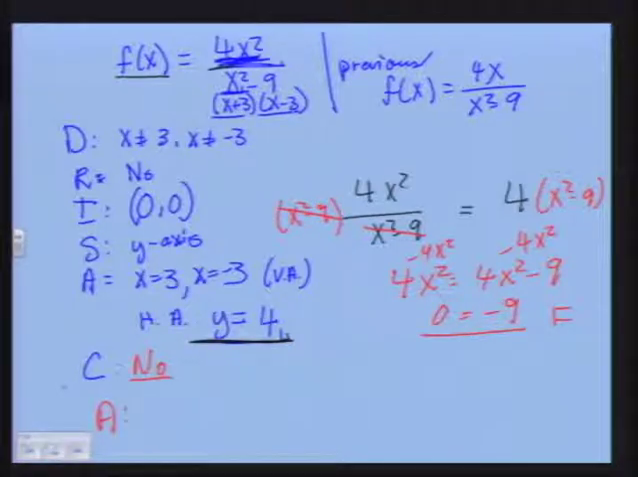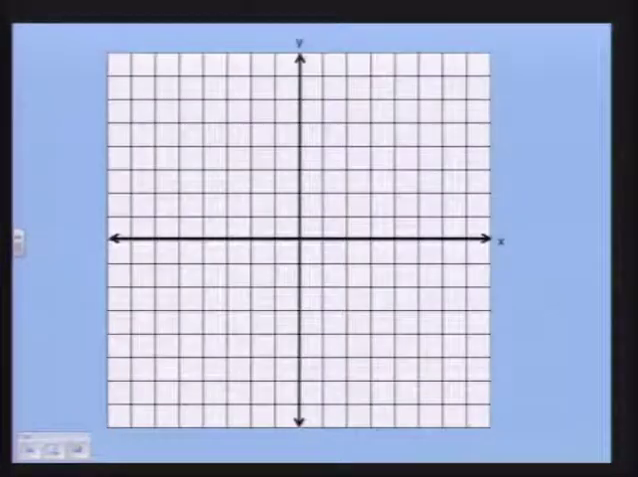We'll decide what additional points we want as we graph what we have. So let's go now to a graph screen and draw in what we have so far. So far we have asymptotes at x equals 3, x equals negative 3, and at y equals 4.